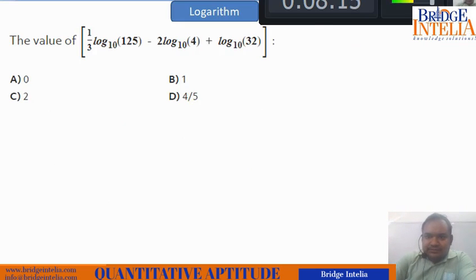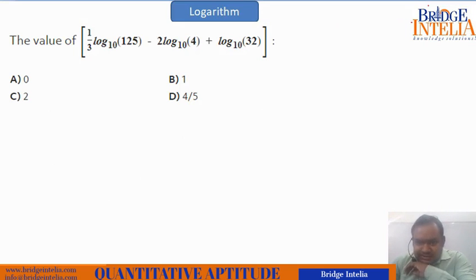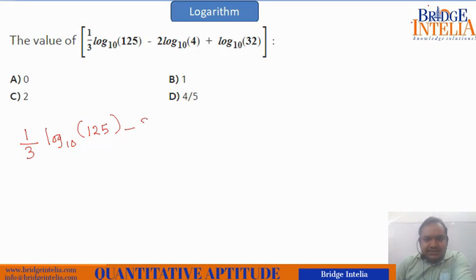So from here it becomes very evident that a plus b is equal to 1. Now let's move to this one. What is the value of this expression? So we will solve each term one by one. The given expression is 1 by 3 log 125 to the base 10 minus 2 log 4 to the base 10 plus log 32 to the base 10. Now observe carefully that the base for all the three is the same, 10.